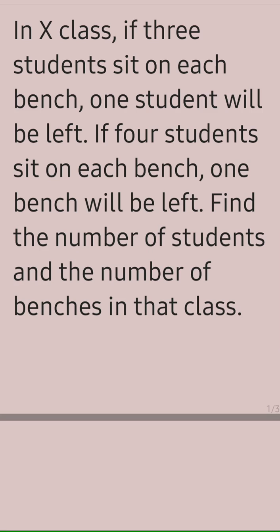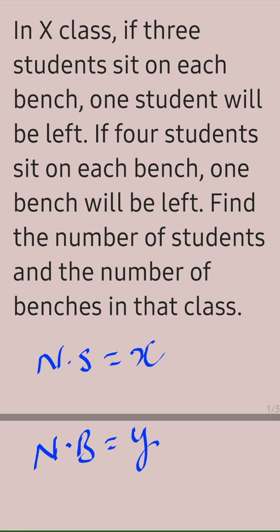So here we are going to take the number of students as x, and the number of benches as y. So these x and y we are going to find. Now coming to the problem, the first statement: three students sit on each bench. That means three students are sitting on each bench, then one student will be left.